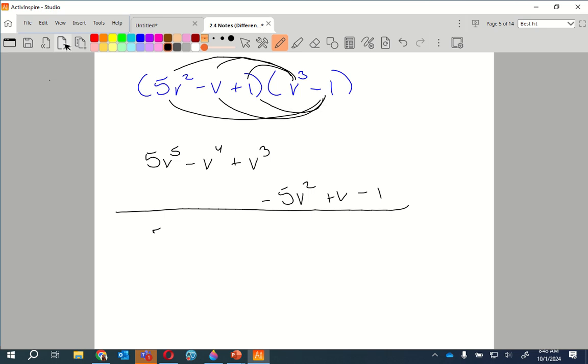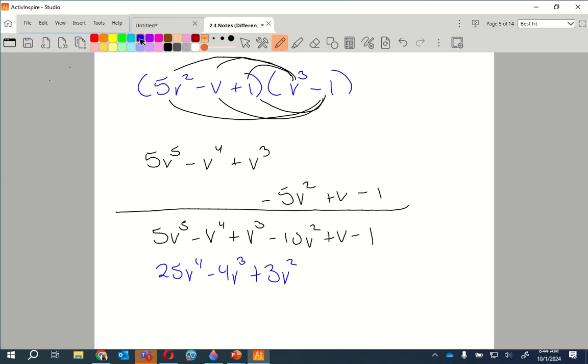So I get 5v to the fifth minus v to the fourth plus v cubed minus 10v squared plus v minus 1. Now, this is the whole function. And with this function, I need to just go ahead and do my derivative now. 25v to the fourth minus 4v cubed plus 3v squared minus 20v plus 1.